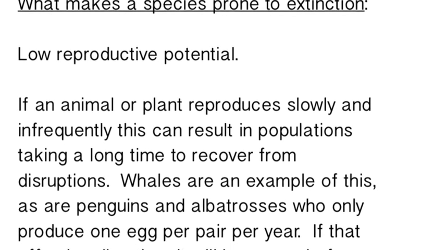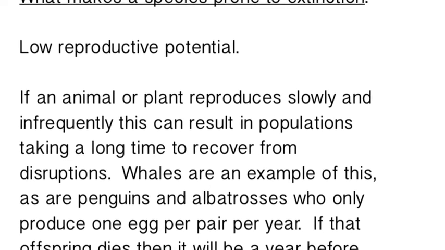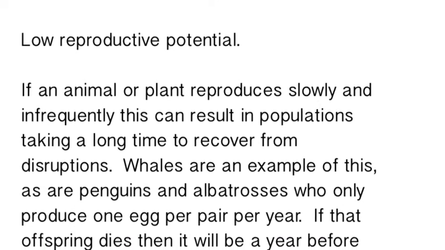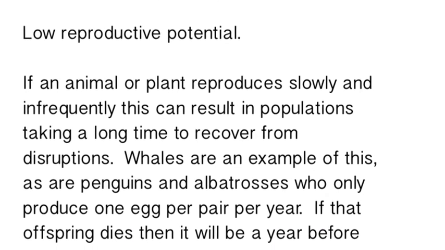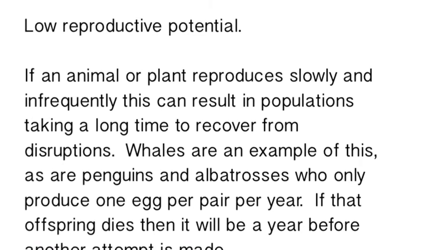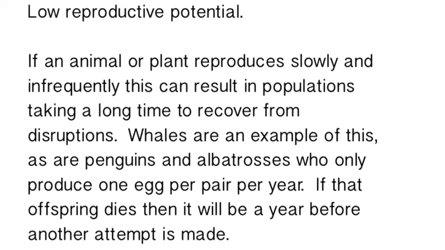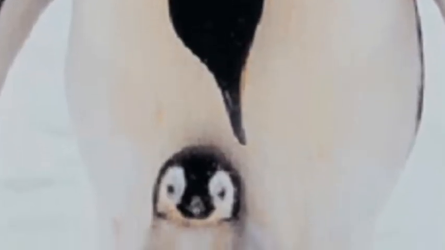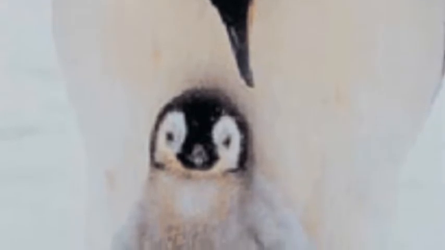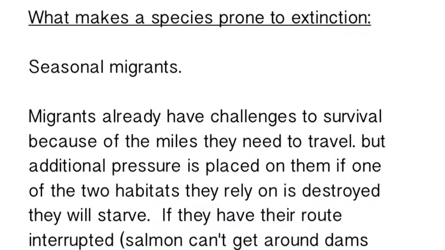And then you add in low reproductive potential. And what does this mean? It just means it's an animal that maybe only reproduces once a year and maybe only has one or two offspring. If something happens to those offspring, that's not keeping the numbers up. A great example is a penguin. They have one egg per pair per year. If something happens to this offspring, then they don't have anything for that year to show for it.